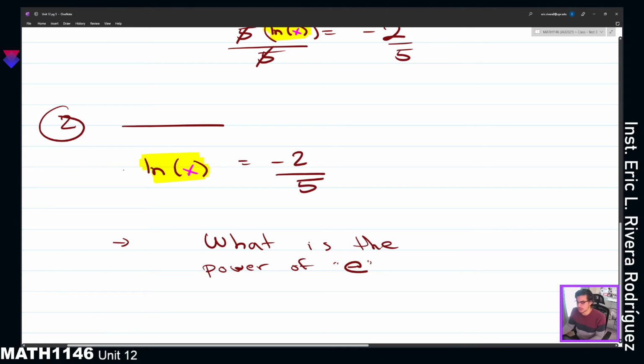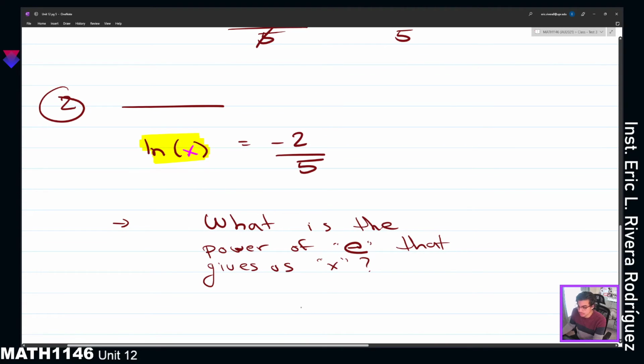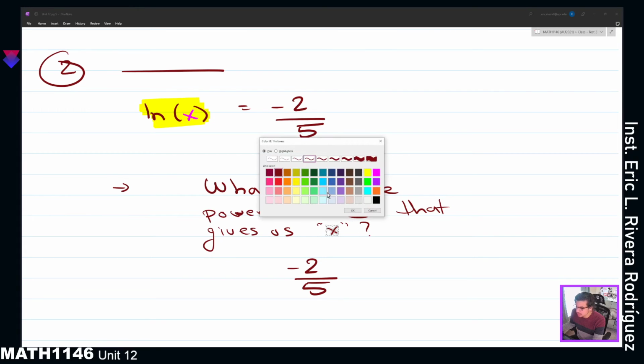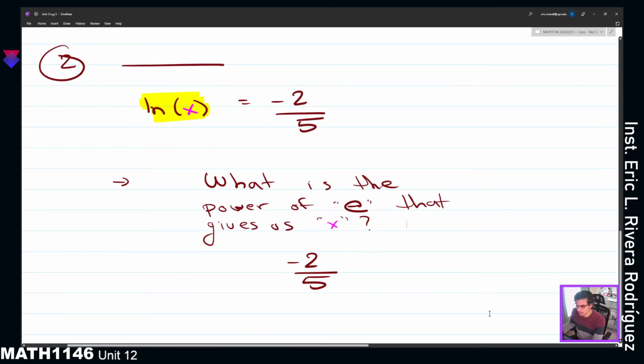I'm going to name the second step in just a moment. Here, from this expression, we can get the following: what is the power of e that gives us x? Well, the equation right now is answering this question. So how are we going to use this question to solve our problem?